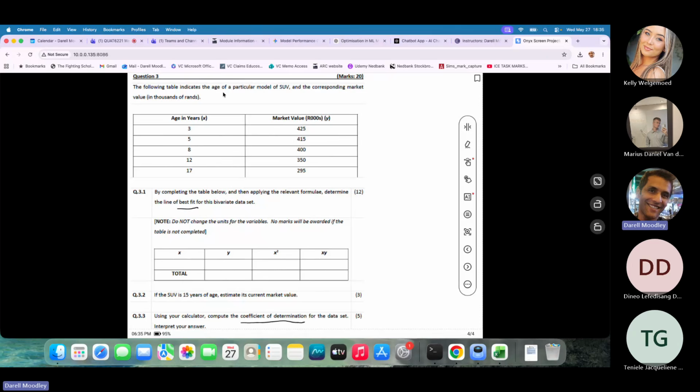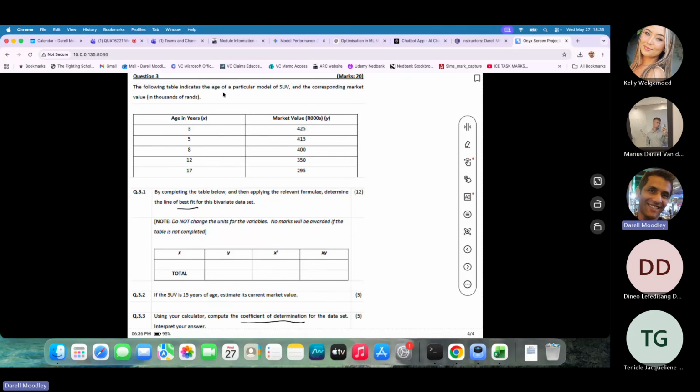So here you're given a table of data, your age in years, and the market value for SUVs. So basically, how old the SUV is. So in the first row, the SUV is 3 years old, and the market value of that SUV is 425,000. So as you can expect, the newer the SUV, the higher the value you can expect. Now, you're not guaranteed to be told which is your X and Y, right? Sometimes in this question, it happens to be the case, but don't always assume that they will tell you that. You need to figure that out.